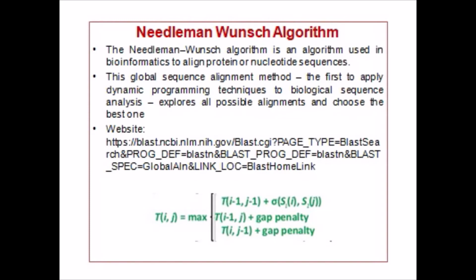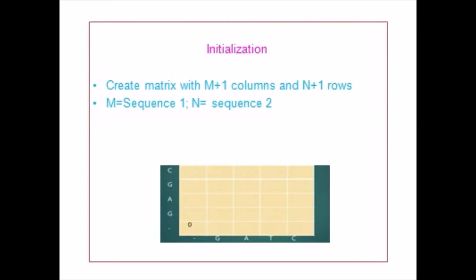The formula for the Needleman and Wunsch algorithm is T(i,j) equals max of T(i-1,j-1) plus sigma S1(i),S2(j). In the second line, T(i-1,j) plus gap penalty. In the third, T(i,j-1) plus gap penalty. Coming to the steps involved in global alignment or the Needleman and Wunsch algorithm. The first step is initialization. Create a matrix with m plus 1 columns and n plus 1 rows, with m as sequence 1 and n as sequence 2.